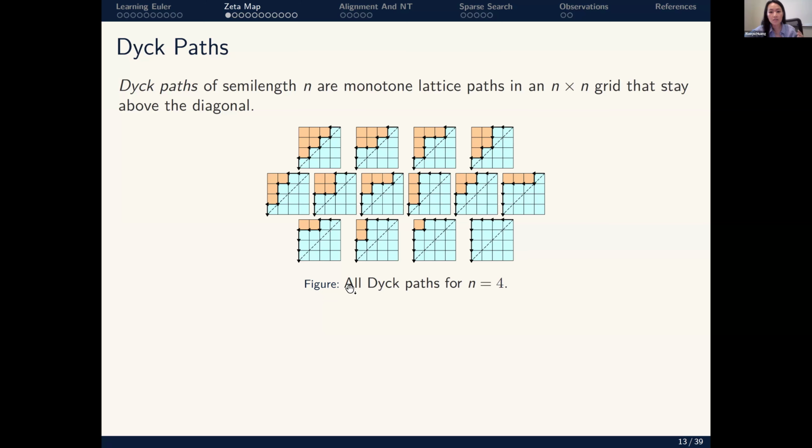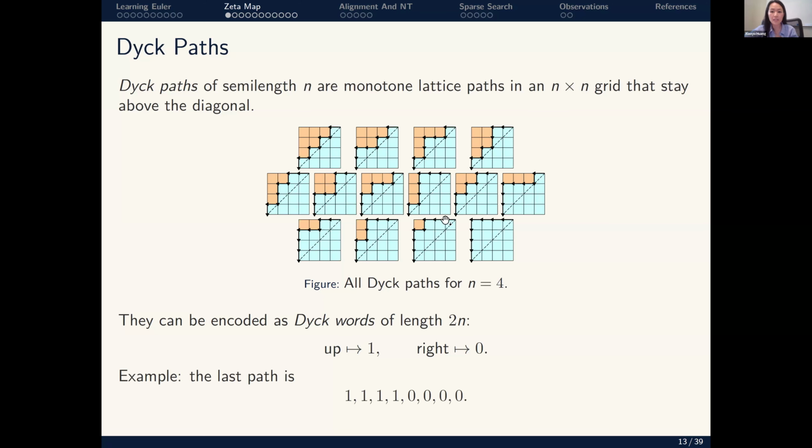You will see here, if the semi-length is 4, then essentially you have a 4 by 4 grid, and all the Dyck paths are pictured below. There's also an algebraic way to describe these Dyck paths. They can be encoded as Dyck words of length 2n, where up is 1 and right is 0. So in the example for the last path, the Dyck word is 1, 1, 1, 1, 0, 0, 0, 0, all the way up and all the way right.